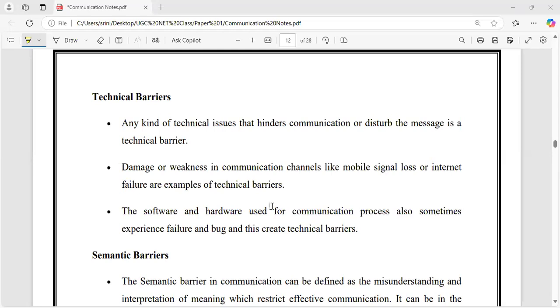Technical barriers. Any kind of technical issues that hinder communication or disturb the message is a technical barrier, just like what happened now. Damage or weakness in communication channels like mobile signal loss or internet failures are examples of technical barriers. The software and hardware used for the communication process also sometimes experience failure, and this creates technical barriers.